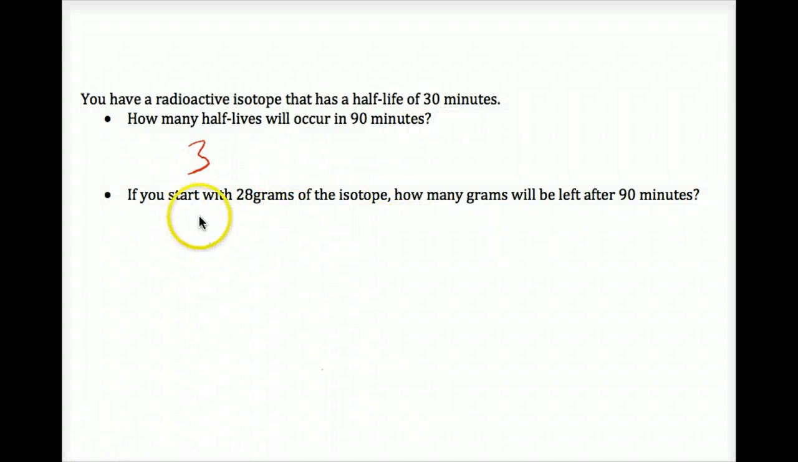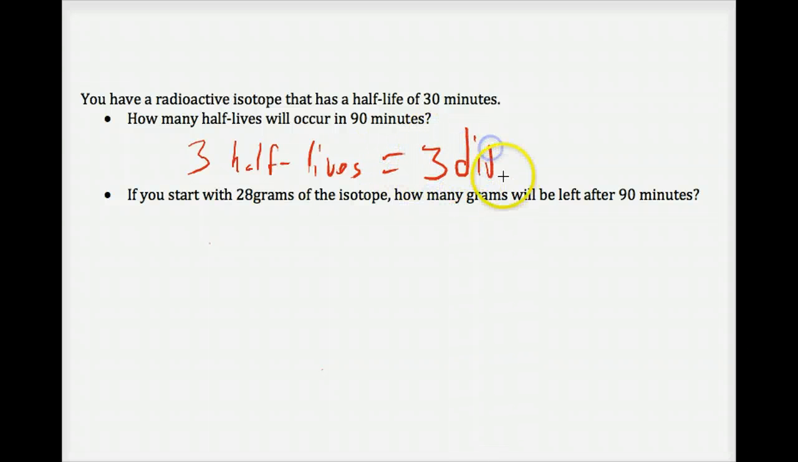Now we know that we went through 3 half-lives. So how many occurred? 3 half-lives. What does that mean? Well, it means 3 divide by halves. 3 divisions by 2. By definition, that's what a half-life is. It's getting divided by 2, 3 different times. So now I'm going to talk about the second phase.